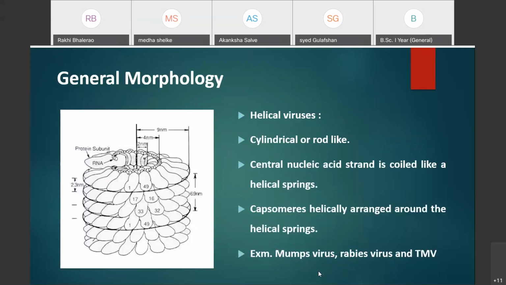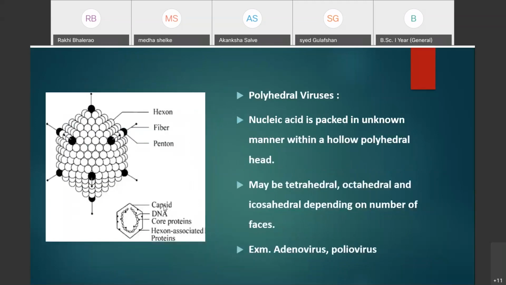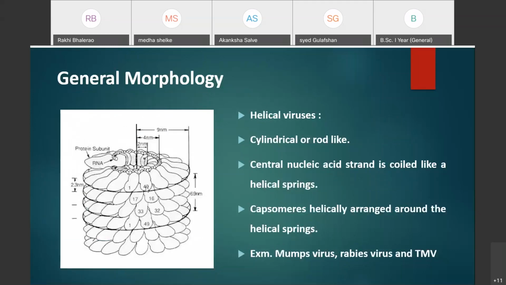Then the general morphology. Just you can see here the TMV. It is the tobacco mosaic virus. Here you can see the genetic material is present. That genetic material is surrounded by the protein coat. It is non-enveloped. An additional envelope is not present in this particular type of virus. That's why it is called the non-enveloped or the naked virus.